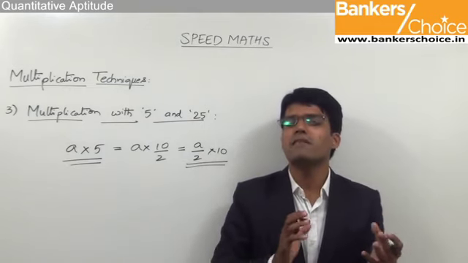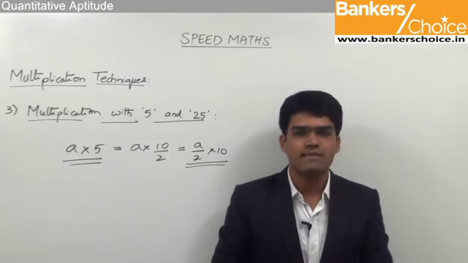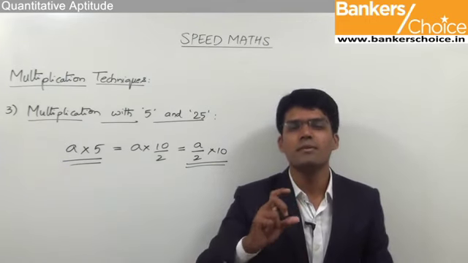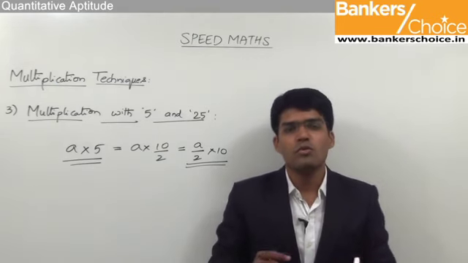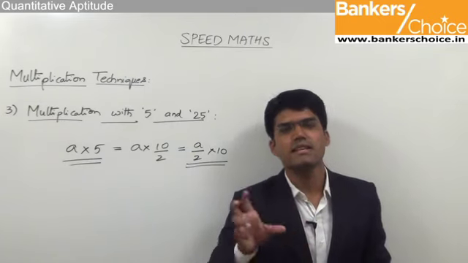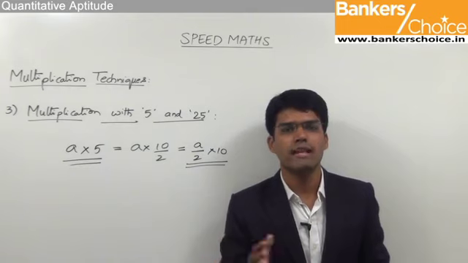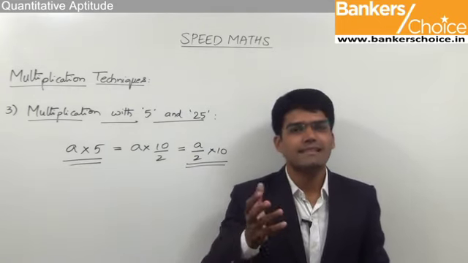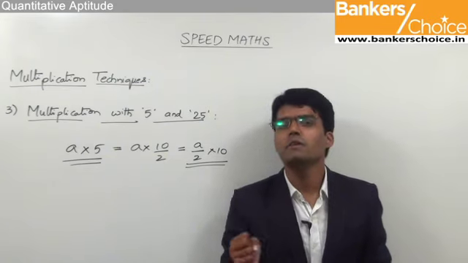See, multiplication with 10 doesn't take any time. That's simply attaching a 0 at the end of the answer. But the only point is you should be able to take half of the number. And even that is not so difficult. Let us take a few more examples. 12 into 5, half of 12 is 6. So 6 into 10 would be 60. 14 into 5, 7 into 10, 70. 18 into 5, 9 into 10, that's 90. 16 into 5, 8 into 10, that's 80.